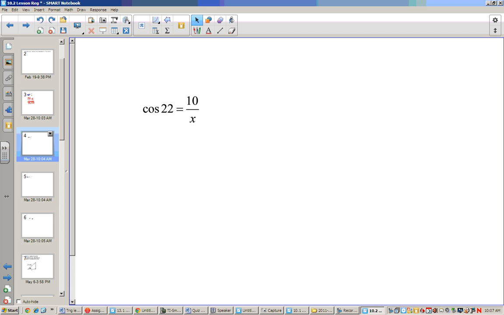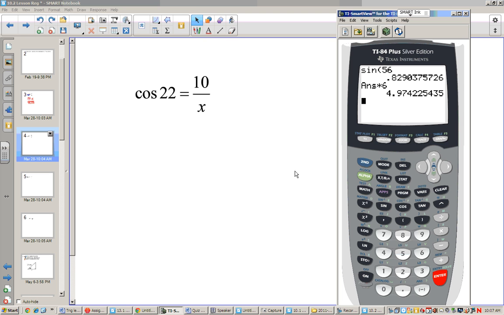Cosine of 22 is equal to 10 over x. Well, the first thing we have to do is find the value of cosine of 22. So I type in my calculator, cosine 22, enter. It's 0.9271.